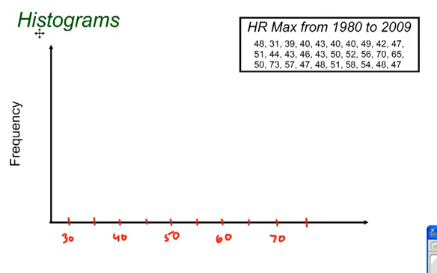Okay, now we're going to go with something called histograms. We're changing our focus from creating displays for categorical or qualitative data, and we're now going to focus on quantitative data. So a histogram is a way to display quantitative data. Okay, you got to keep that in mind.